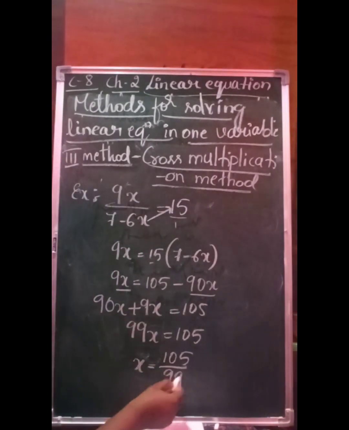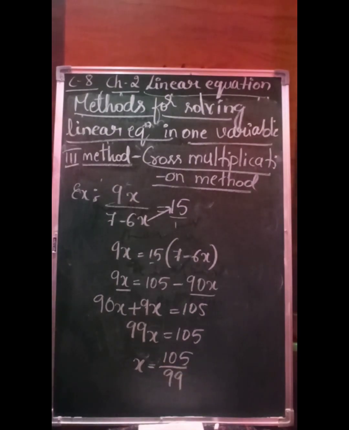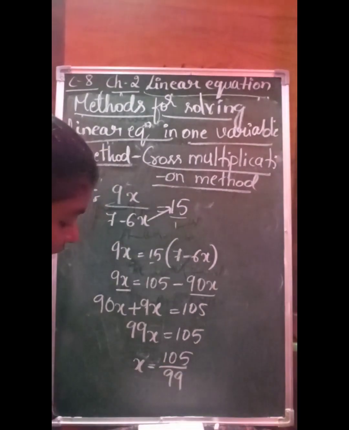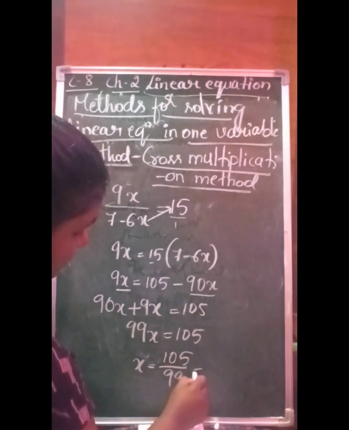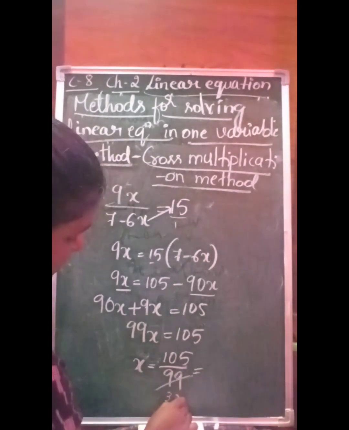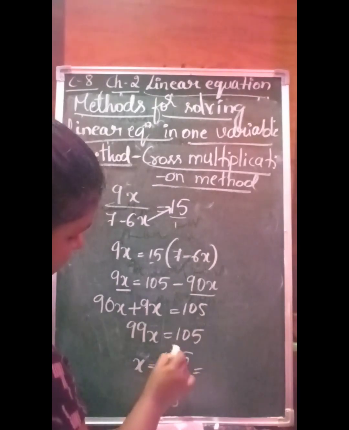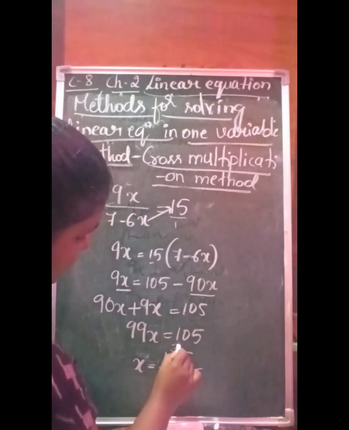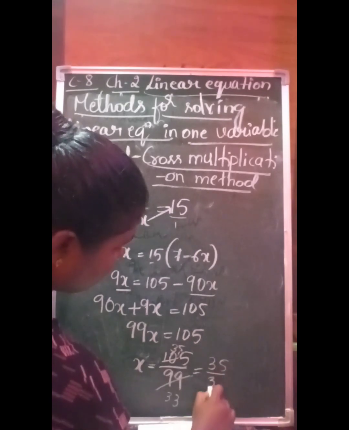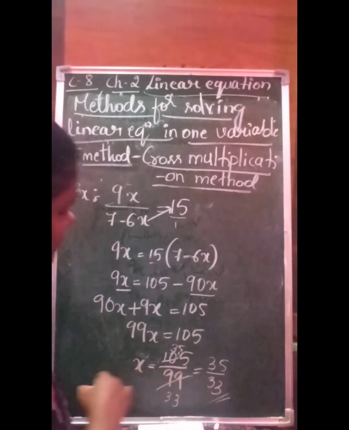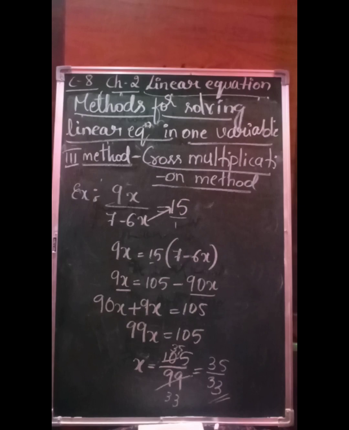So think whether you can cancel these two by the same number. Yes, you can cancel it by 3. So 3 3s are 9, and you are left with 1. 3 5s are 15. So it is 35 by 33. This is how you have to solve the linear equation by cross multiplication method.